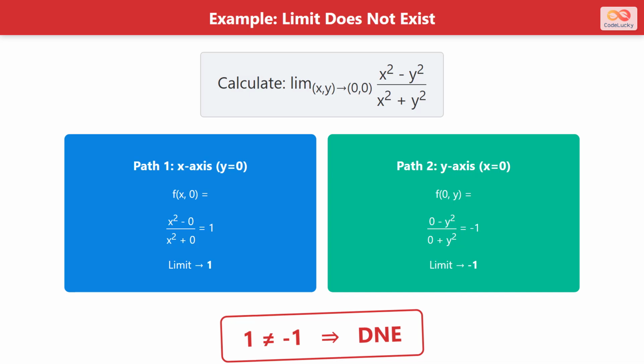Let's look at this classic example. We want the limit as x and y approach 0, 0. If we walk along the x-axis, the function equals 1. But if we walk along the y-axis, the function equals -1. Since 1 is not equal to -1, we can stop right there. The limit does not exist.